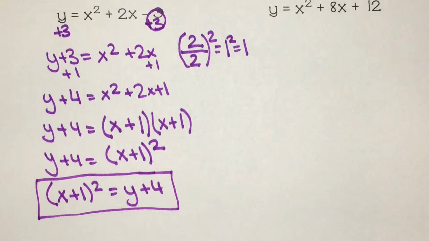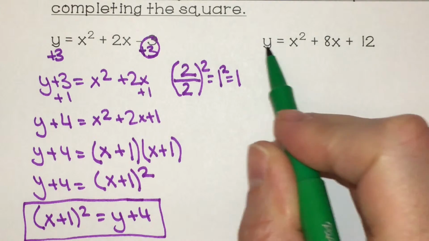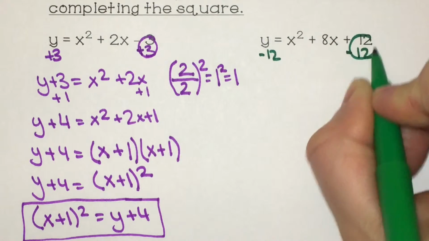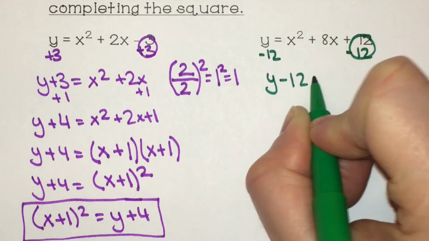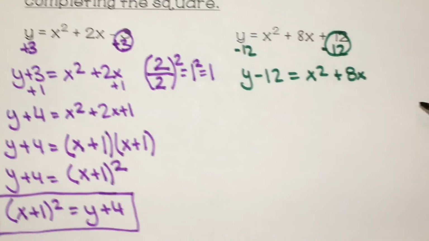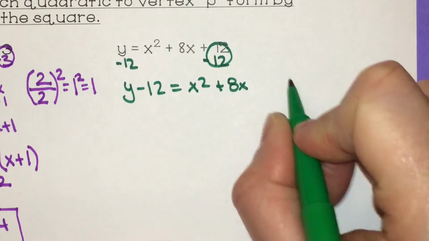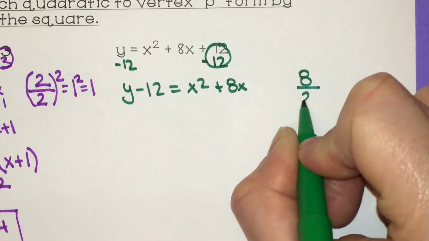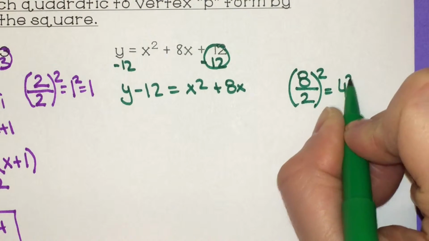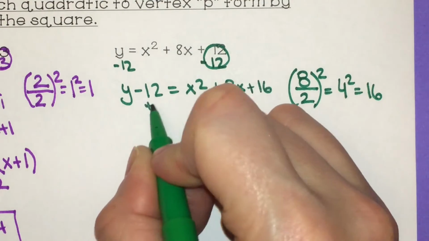Okay, so we're going to try that again. I want my constant on the left side with y. I'm going to subtract 12 from both sides. 12 minus 12 is 0, so I have y minus 12 equals x squared plus 8x. All right, to figure out what I add to both sides for completing the square, I take that number multiplied by x, which is 8, divide it by 2, and then square it. 8 divided by 2 is 4, and 4 squared is 16. So I'm going to add 16 to both sides.